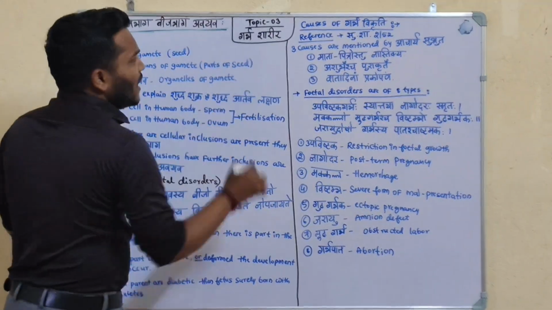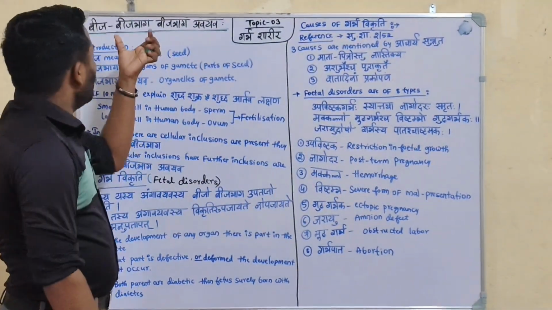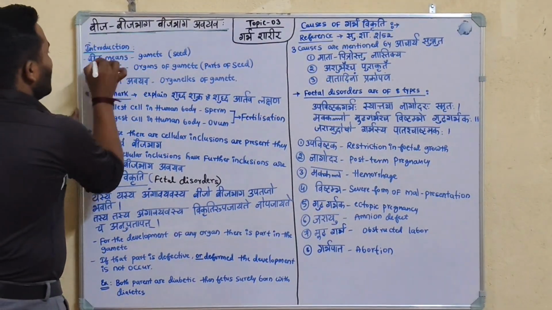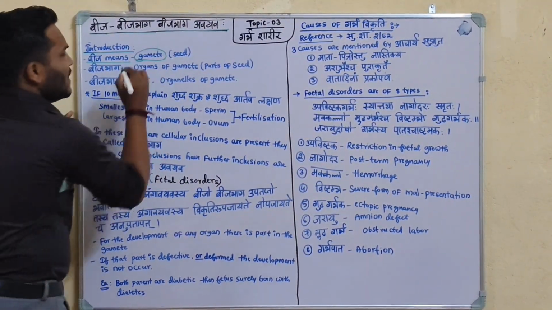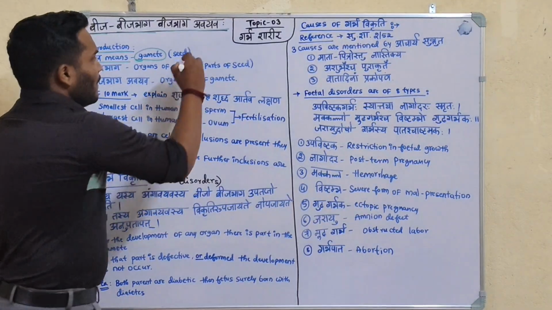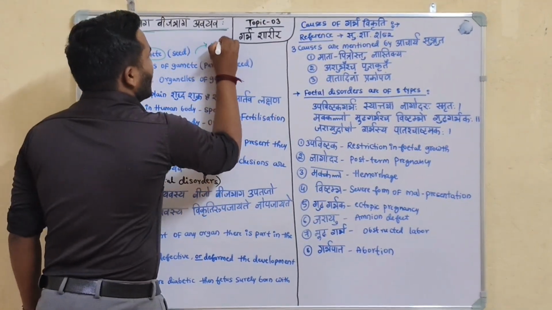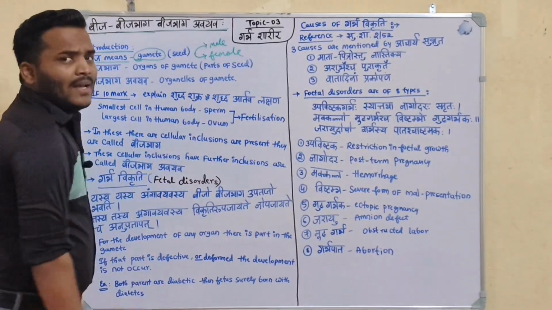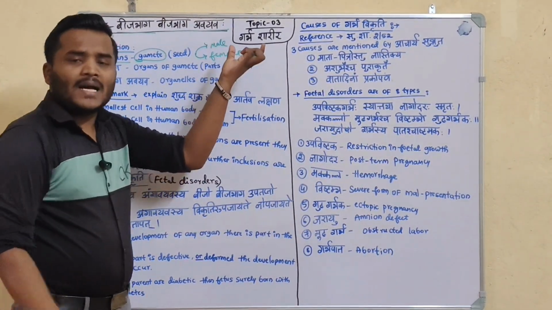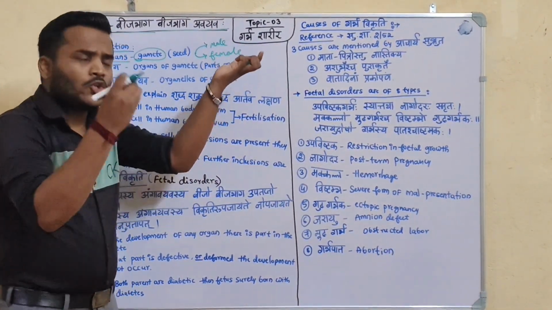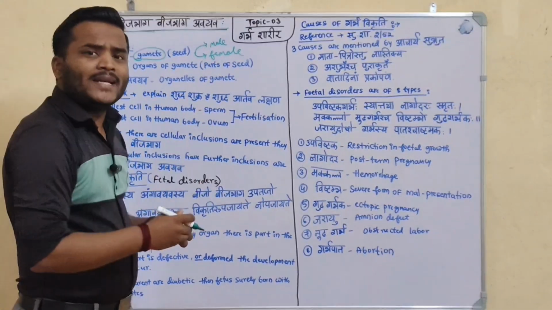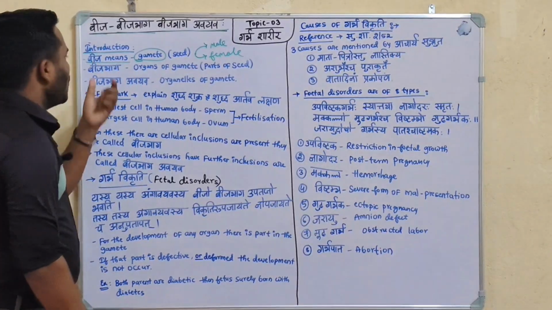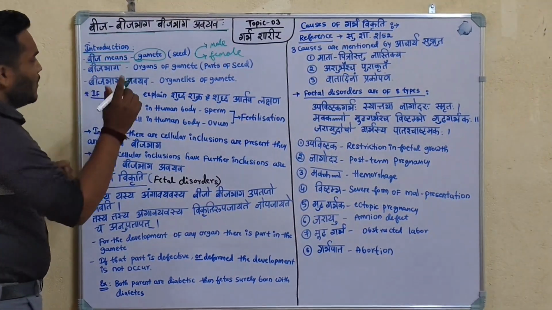बीजभाग and बीजभाग अवयव. Here in the introduction, bija means gametes. They are the male gamete and the female gamete, right? In Ayurveda, the male gamete is called Shukra, and the female gamete is called Artava. Shuddha Shukra and Shuddha Artava are called gametes or bija.